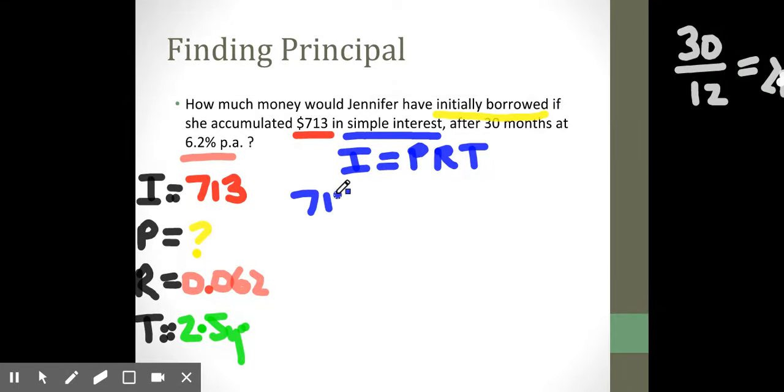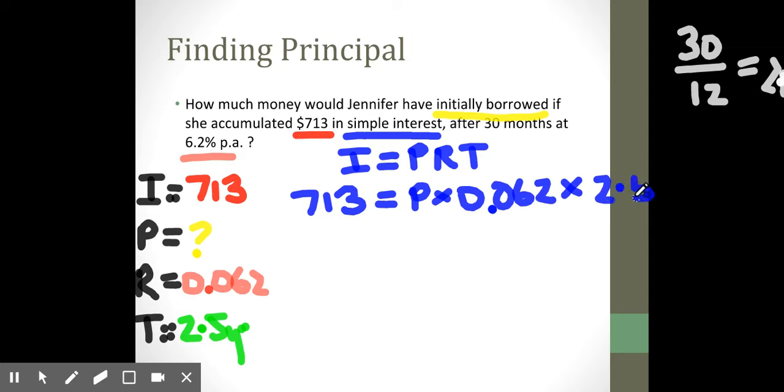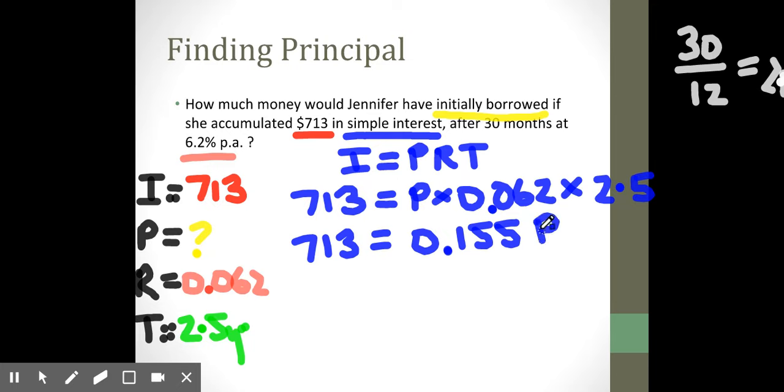I equals 713. Keep that equal sign underneath itself. P we don't know, so let's just write P times 0.062 times time, which is 2.5. Now I need a calculator for this. 713 just stays there. 0.062 times 2.5 is 0.155. I'm actually going to write it on this side because it's good practice to put numbers before letters.